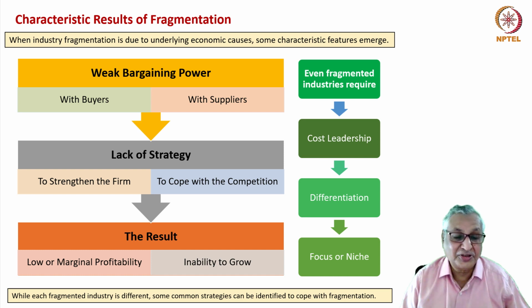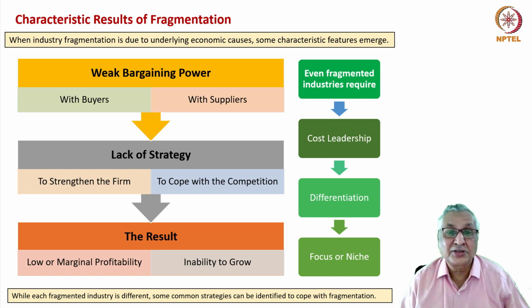While each fragmented industry is different, some common strategies can certainly be identified to cope with fragmentation. I have been talking about several industries which are different in their characteristics. As you know, light engineering is quite different from mass retailing. It is also different from roadside automobile maintenance. It is also different from tailoring or food supply or restaurant business. All of these things are different. They are all fragmented industries. However, you can have some common strategies which you can utilize to cope with fragmentation.